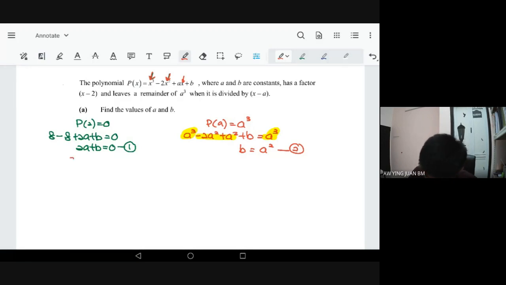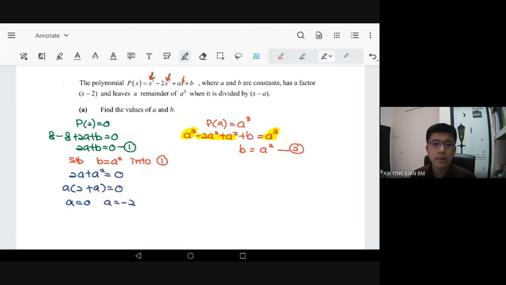If we substitute b equals a squared into equation 1, we will have 2a plus a squared equals 0. So we have two answers: a equals 0, and at the same time, a equals negative 2. So find out the answer.